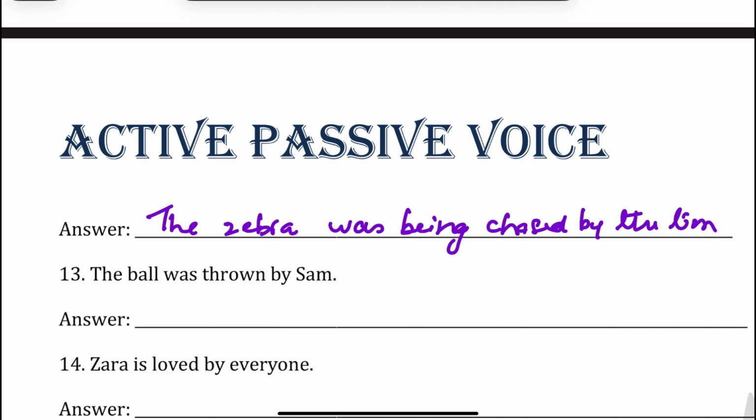Next one. The ball was thrown by Sam. Is it active or passive? Passive, yes, it is passive. Now make it active. The ball was thrown by Sam. Sam threw the ball. Because it was, you have to use the past tense of throw. Sam threw the ball.